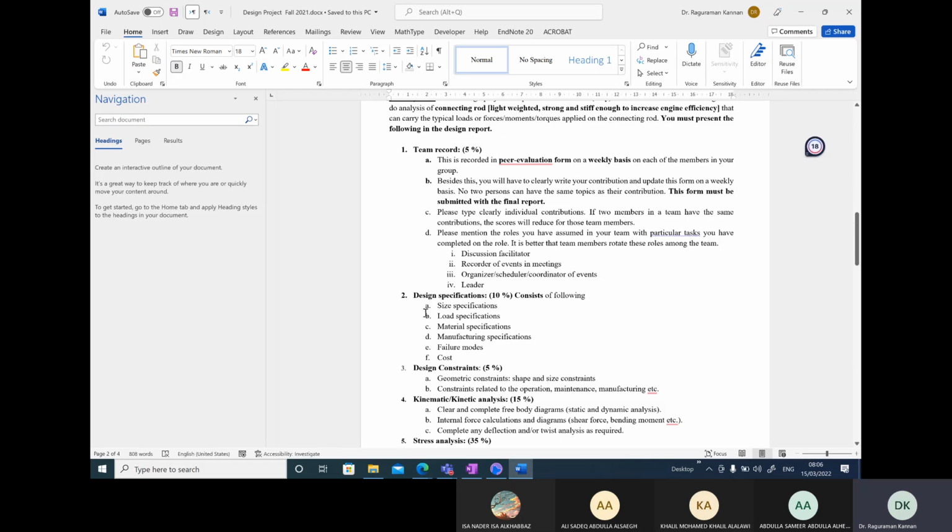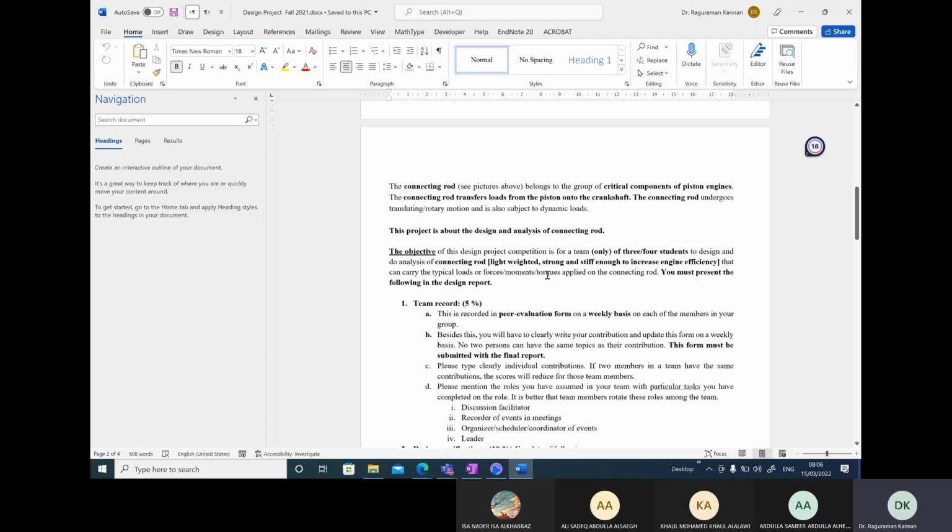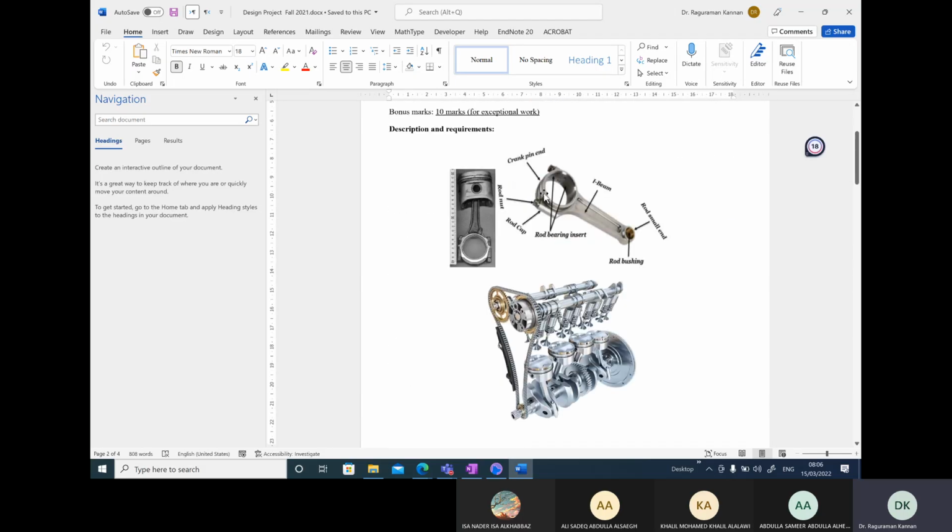First is the design specification. So what is this specification? So what have I asked you? I asked you to design a connecting rod. Okay. So to design a connecting rod, first you have to come up with some kind of specifications. For example, what is the length? Typical length of a connecting rod. You can pick up any engine, any IC engine.